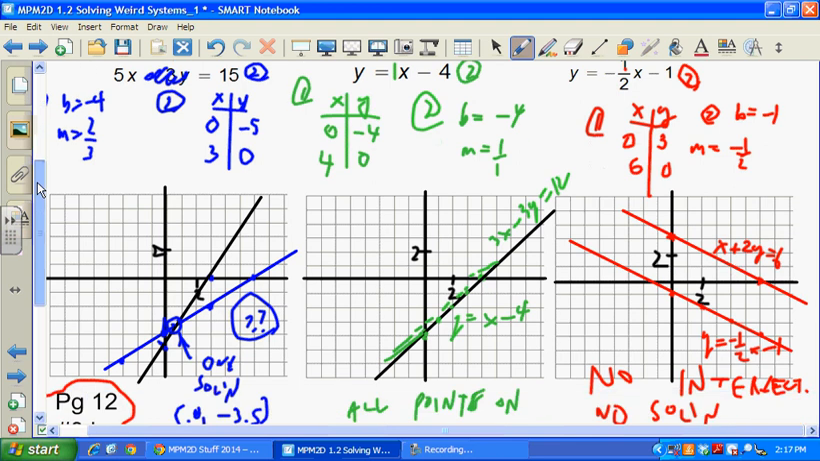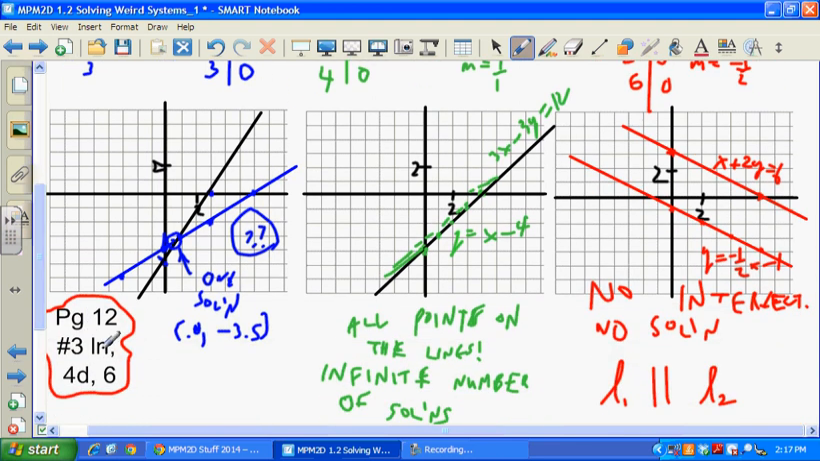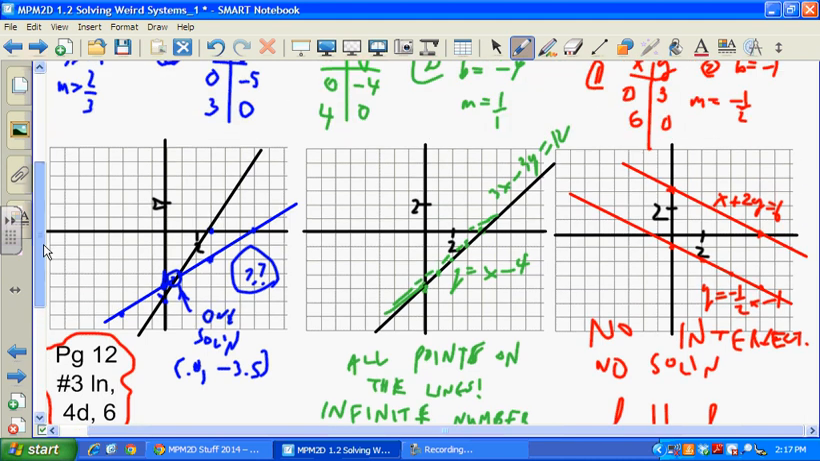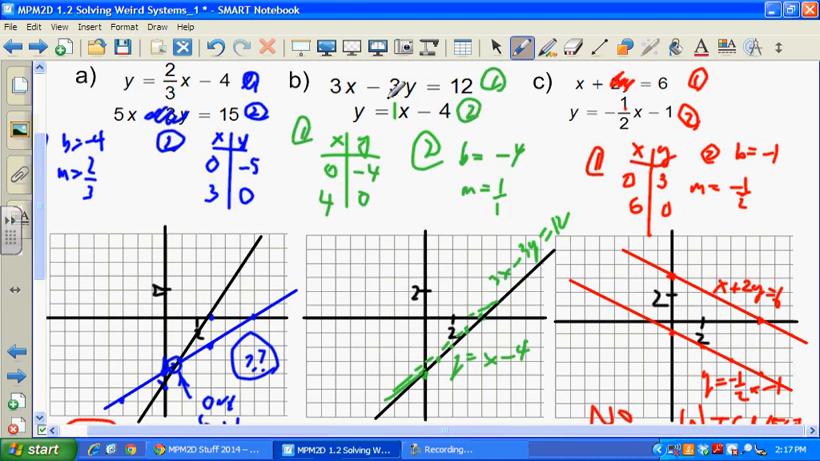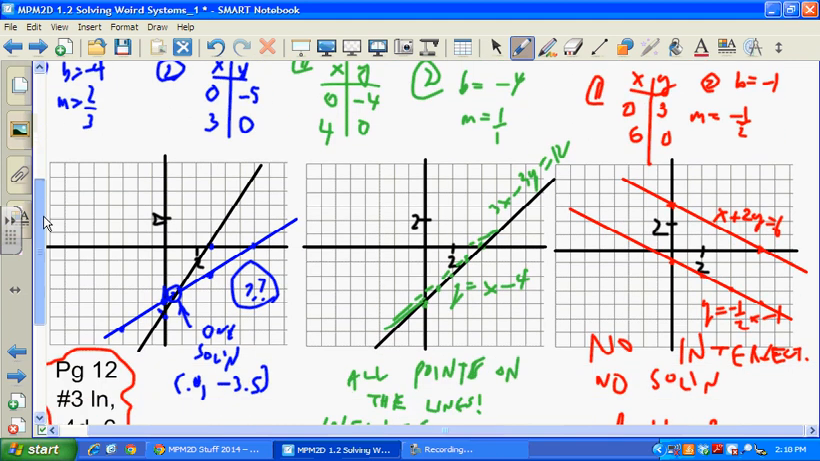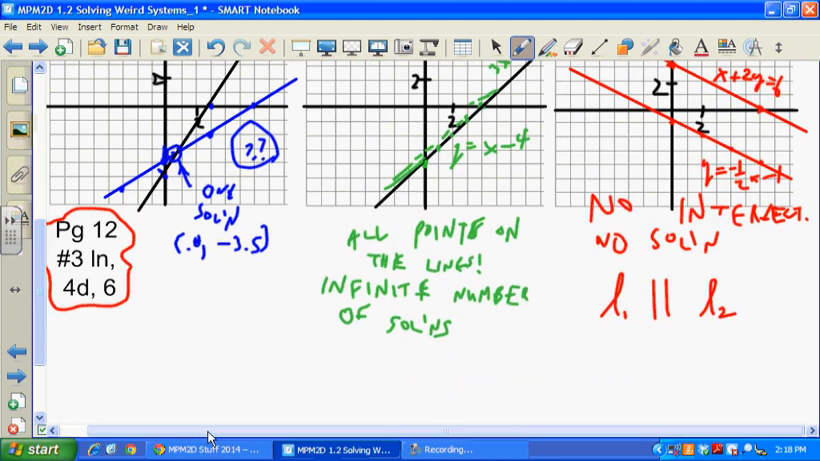Now, there's a bunch of questions for you right there, the homework. The question for you is, how might we figure this out before we start graphing all this stuff? How might we figure out whether there's going to be one solution, an infinite number of solutions like the one in green, or no solutions like the one in red, without doing the work? And that, my friends, is tomorrow's lesson.